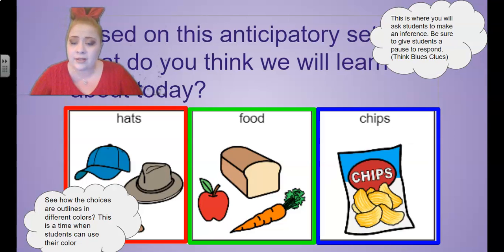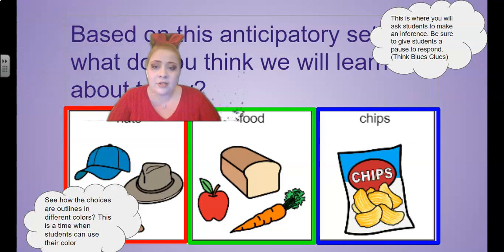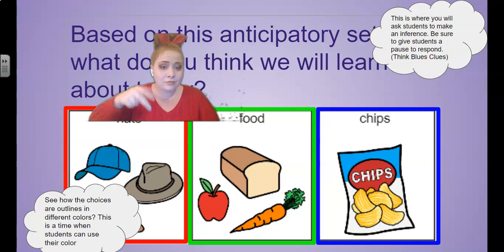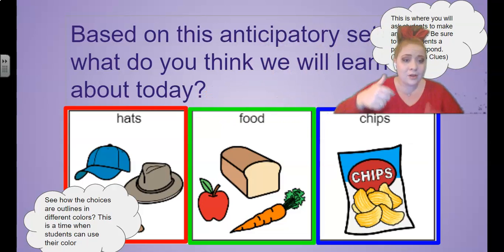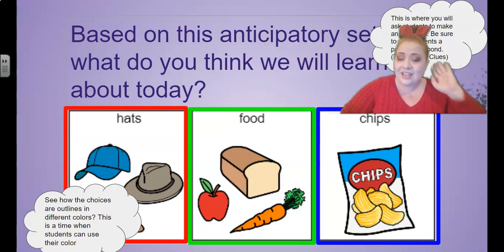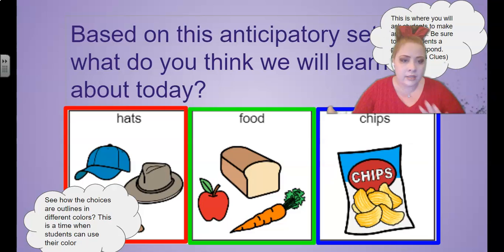What do you think we're going to learn about today? And I give these options. Do you think we're going to learn about hats, food, or chips? Which one? So that's one of my consistent visual responses.